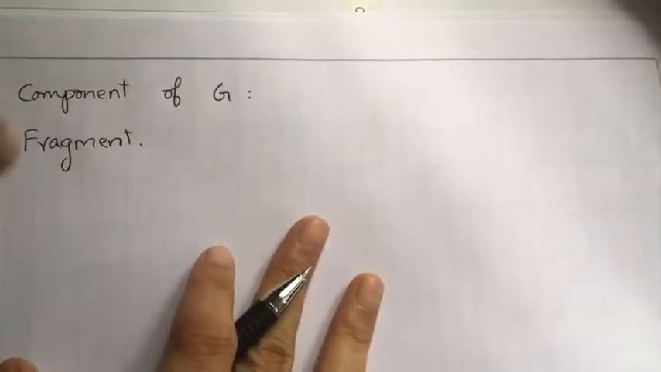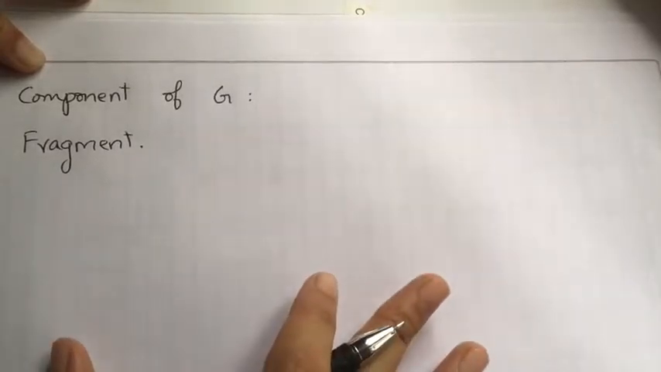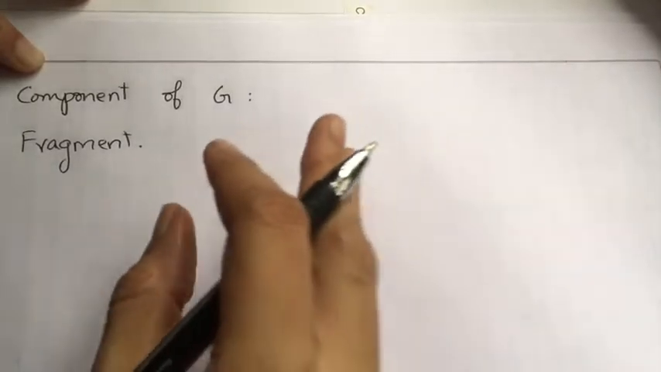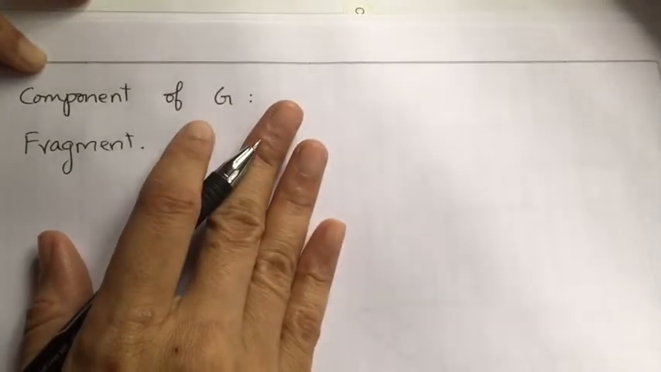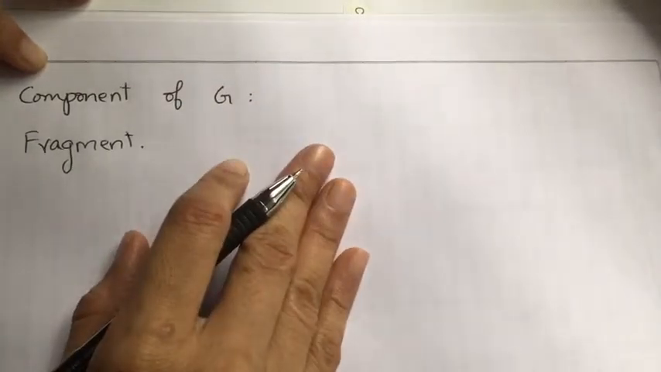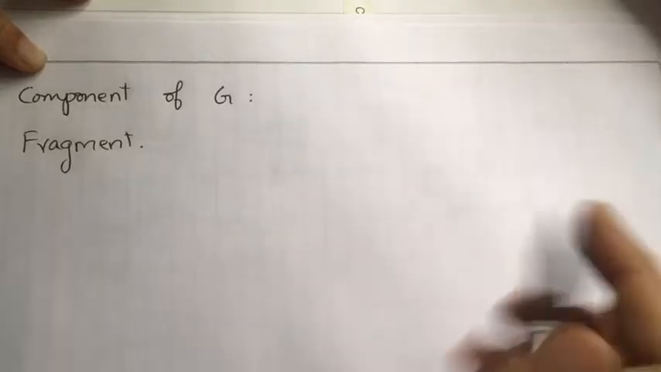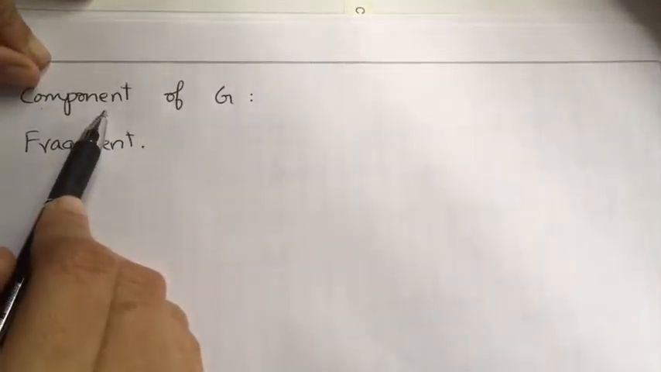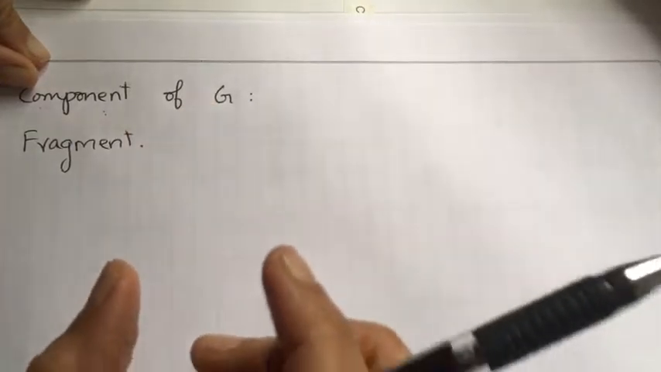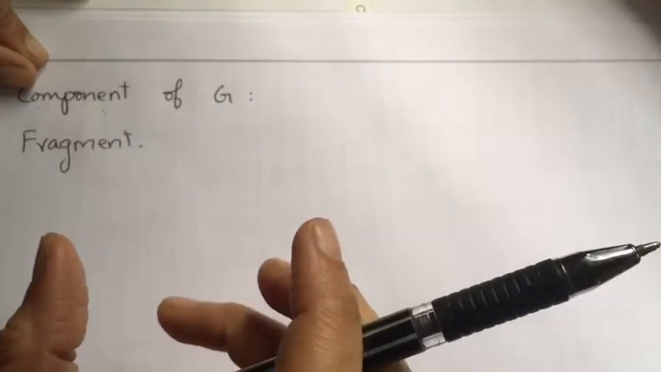I repeat, if I have a disconnected digraph, then each maximal weakly connected or strongly connected subgraph of that digraph is called a component. And within each component, if I can find a maximal strongly connected digraph, then that is called a fragment. I'll explain it with an example.